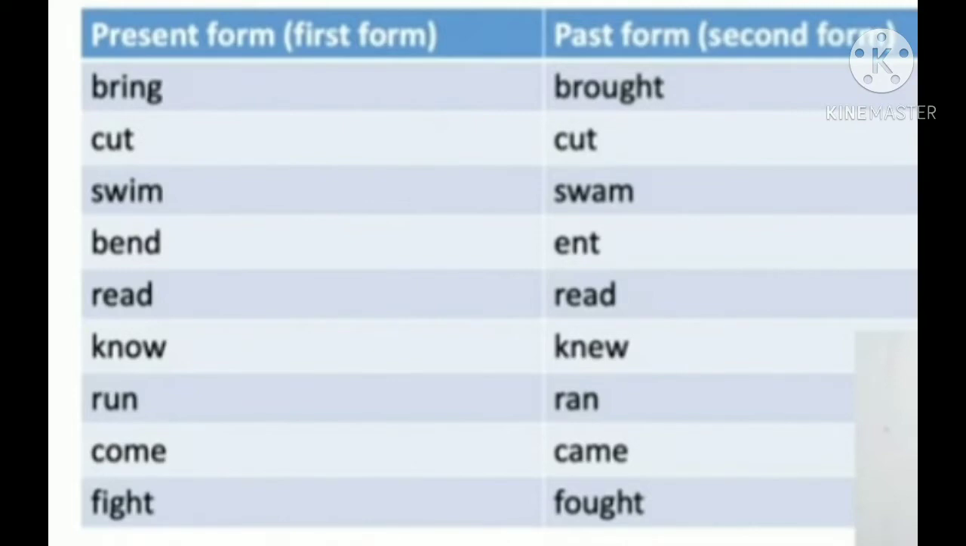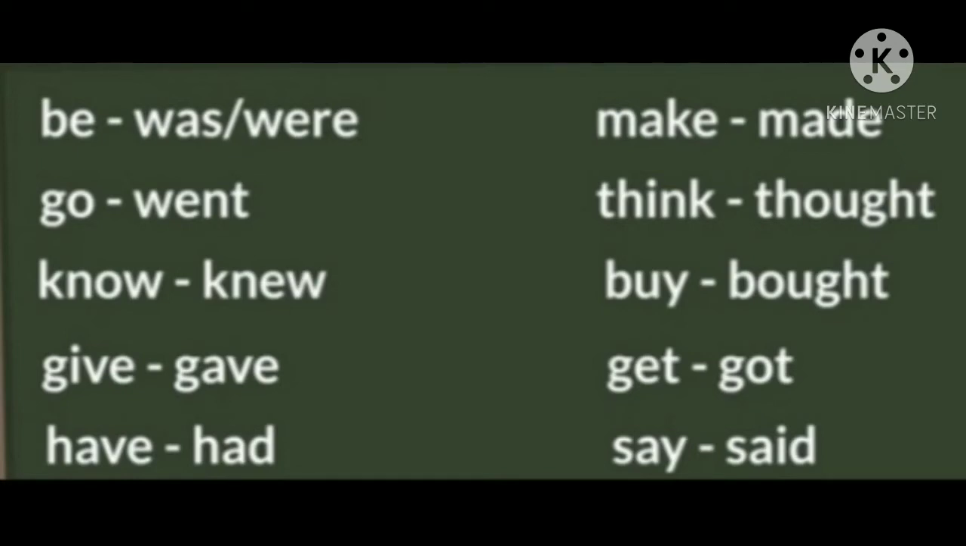Past form or V2 form of some irregular verbs are: bring, brought; cut, cut; swim, swam; bent, bent; read, read; know, knew; run, ran; come, came; fight, fought; be, was, were; go, went; give, gave; have, had; make, made; think, thought; buy, bought; get, got; say, said.